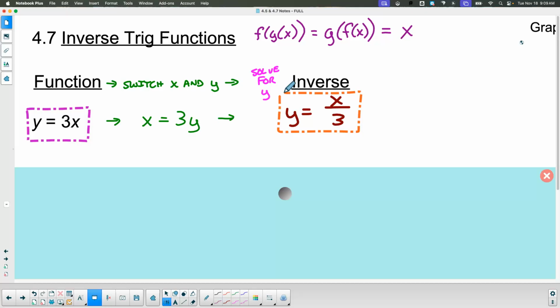Okay? To prove it, if I did f of g of x, so if I put the inverse into the function, I would have 3 times x over 3. That's just going to be x. That's me putting right into left. Me putting left into right would be 3x over 3. That's equal to x. So both f of g of x and g of f of x are equal to x. So therefore, they are inverses. Okay?